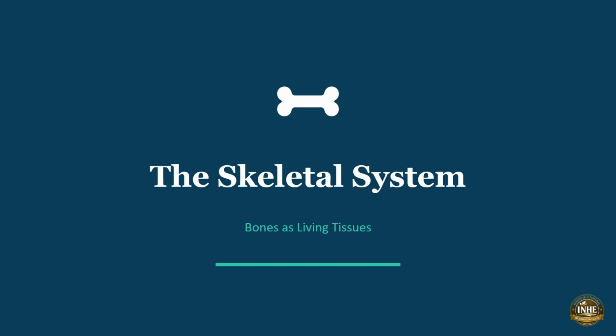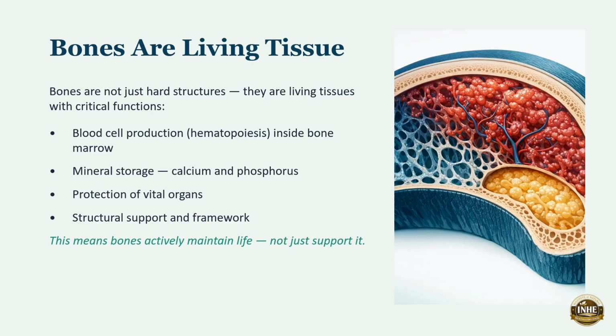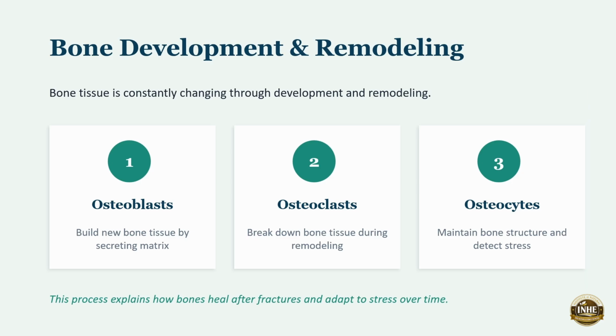Bones are not just hard structures that hold the body upright. They are living tissues that perform several important functions. One of the most important is the production of blood cells, which occurs inside the bone. This means bones are actively involved in maintaining life, not just supporting it. Bone tissue is constantly changing through a process of development and remodeling. Specific cells are responsible for building bone, breaking it down, and maintaining its structure. Understanding this helps explain how bones heal and adapt over time.